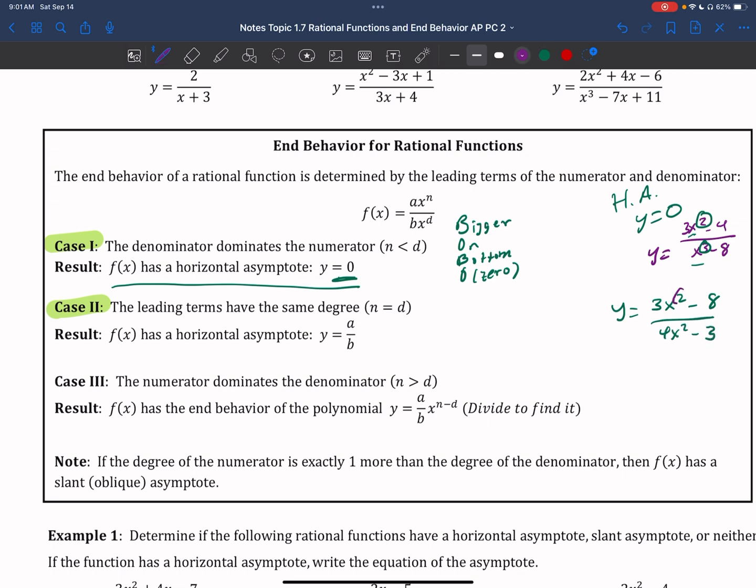Again, we look at the degree. The degree in the top is 2, the degree in the bottom is 2. So based on this, I can find my horizontal asymptote by dividing out the leading coefficients. In this case, the leading coefficient for the numerator is 3. The denominator leading coefficient is 4. So the horizontal asymptote will be y equals 3 over 4. For this one, I'm going to have my acronym BETSY: bottom equals top, and then the C is going to represent the coefficients that I divided.